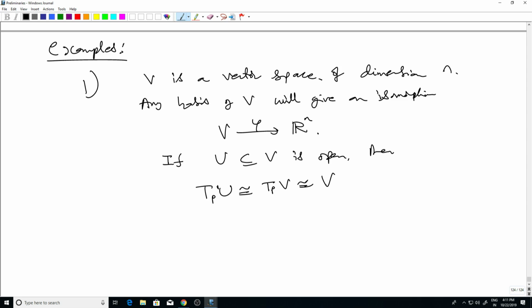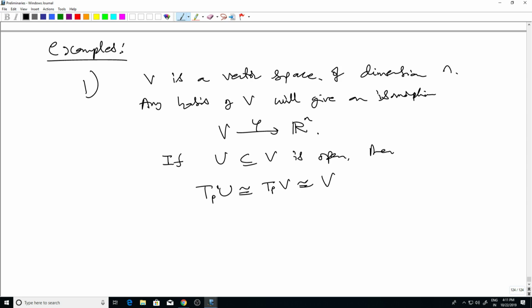But we saw that one can go back and forth between the two, because to see the action of a derivation on a C infinity function, all that matters is the value of the C infinity function close to the point P, and because of that one doesn't distinguish.